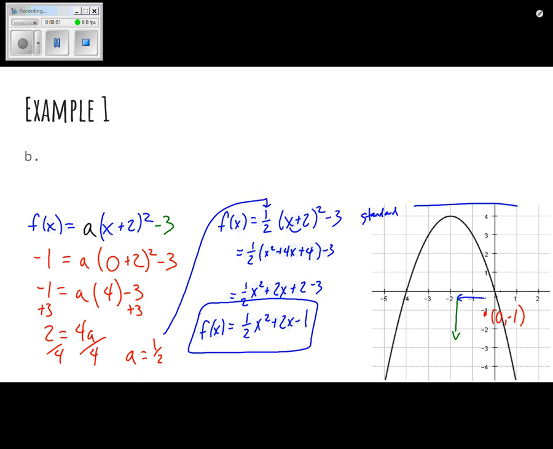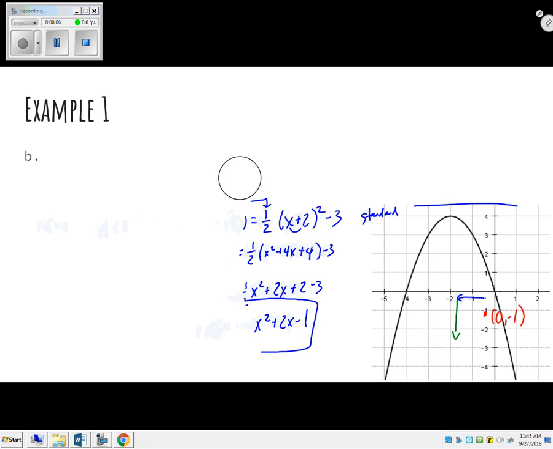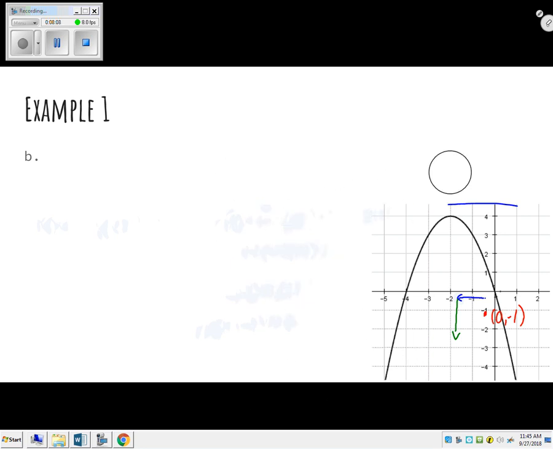Let's try this again. That one was kind of weird. Again, I'm going to start with this vertex form, my standard form. I don't know what a is. And if I just put in my translations, it helps me. Well, let me show you a shortcut of why this is called vertex form. It's because my vertex is right here at (-2, 4).